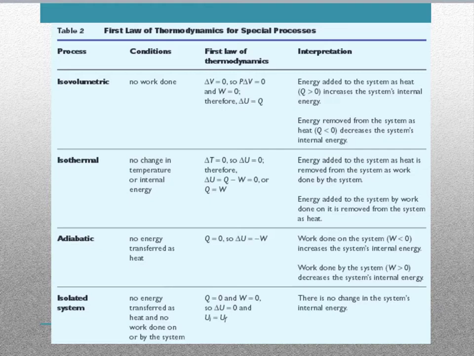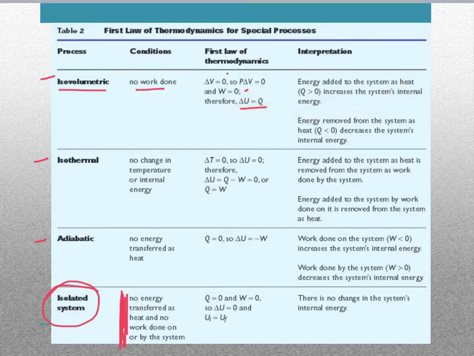It lists isovolumetric, isothermal, adiabatic, and then an isolated system. An isolated system just means that no energy is transferred as heat and no work is done on or by the system at all. For isovolumetric, we get no work done, W equals 0, because the volume doesn't change, so delta U must equal Q. Energy added to the system as heat increases the system's internal energy.